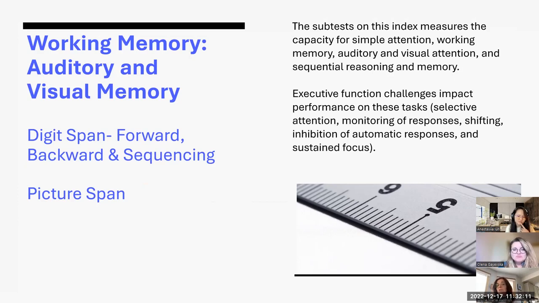Okay. Picture span is visual working memory. The student is initially presented with one picture, and then 3 seconds later, they're presented with a set of pictures, let's say 4, and they have to select which one they saw previously. It becomes more challenging as the number of pictures increases. The complexity in picture span is that they have to remember the pictures they saw and the order they came in, again tapping into sequential reasoning.